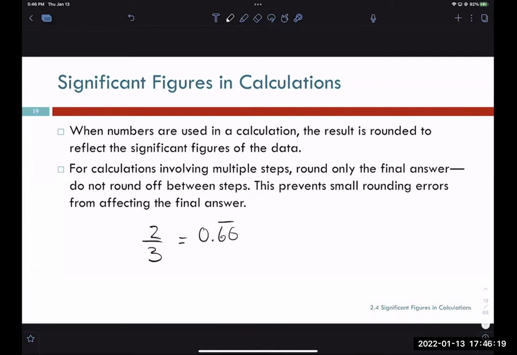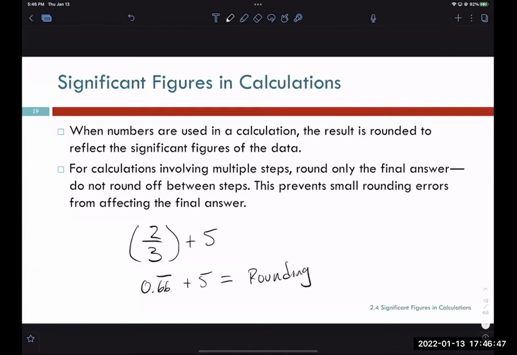So if this was, let's just say, 2 divided by 3 plus 5, we would only round at the very end. So we would do 2 divided by 3. That would give us 0.66 repeating. You can keep that number in your calculator with all of that precision. And then you would do plus 5. And then your final answer, you would end up rounding based on the rules that we're going to talk about right now. But make sure on every step, you keep as many digits as possible.